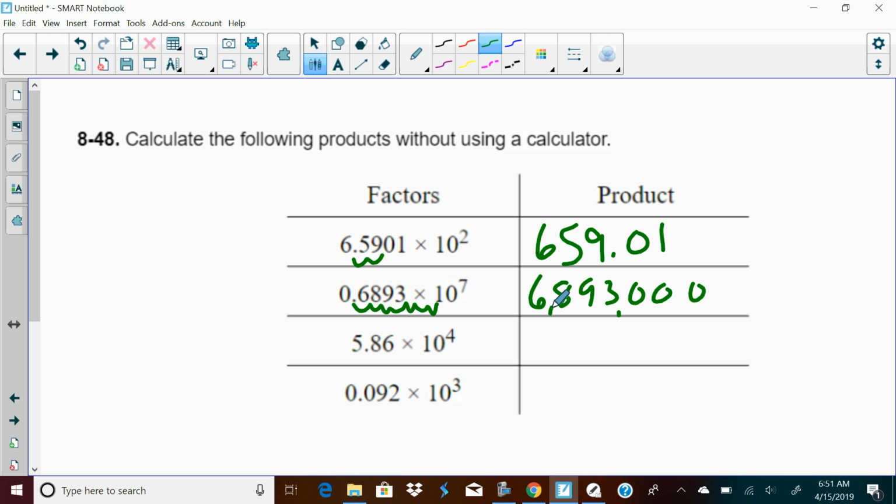And my commas in. 5.86 times 10 to the fourth, I'm going to move over 4 spaces. So it's 586, 2 zeros after it, 58,000. And the last one, I'm going to move over 3 spaces, so it's just 92.